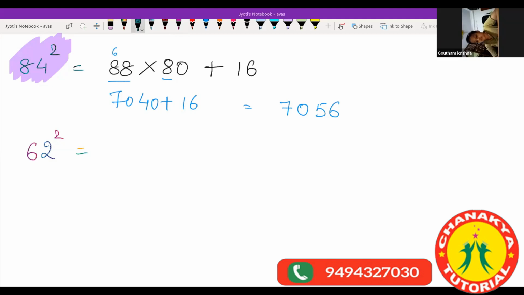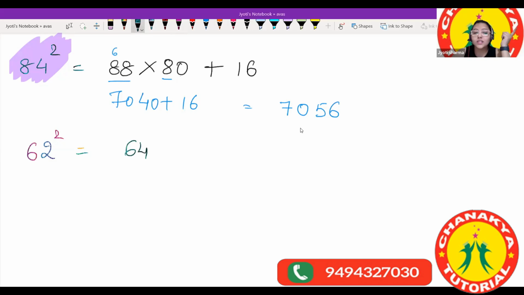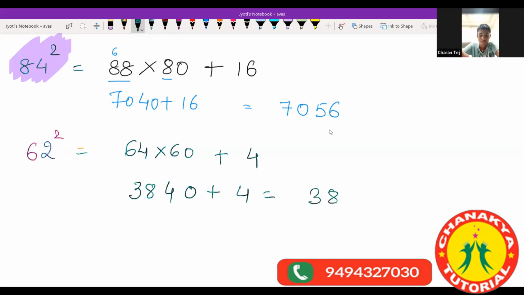Last year wrong. Last year 62 plus 2, 62 minus 2. So 64 into 60 plus 2 into 2, 4. Now what is 64 into 4? 3840 plus 4. Am I right, kids, or not? Yes, ma'am. So the answer is 3,844. Simple. Understood? Ma'am, I have a doubt. Yeah, ask your doubt.